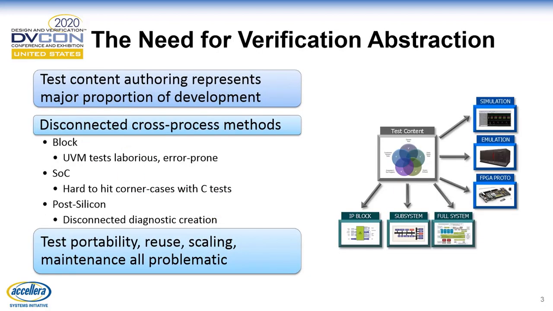Portable stimulus is all about raising the level of abstraction, right? We've done raising the level of abstraction from gate level to RTL, RTL to transactions, and now we're kind of moving up to the next level, right? I think everybody can agree that trying to put together test content is a very large part of the problem that we're all trying to solve here, right?